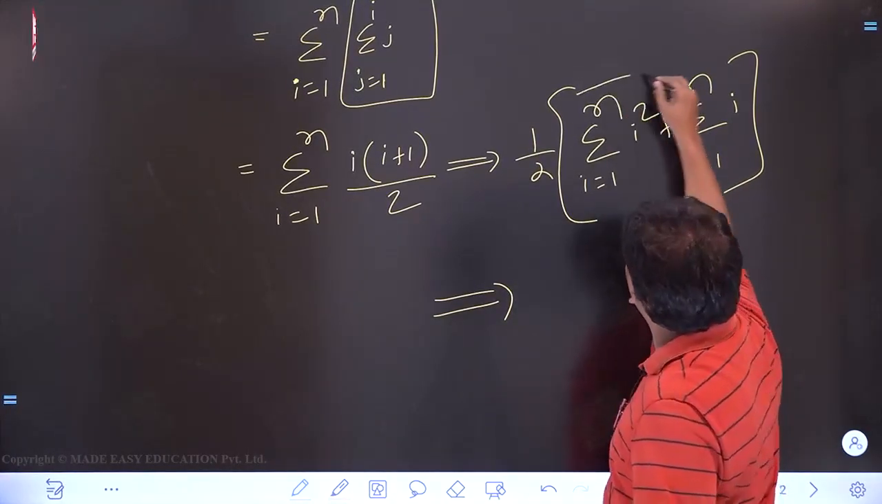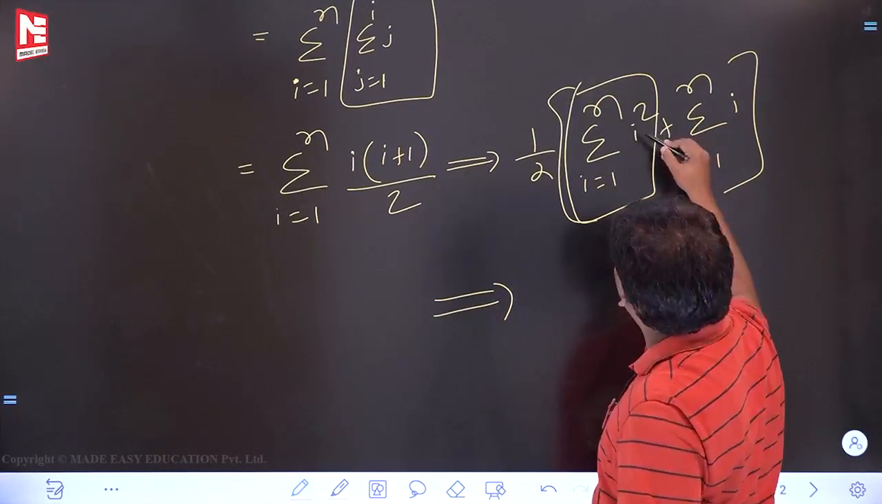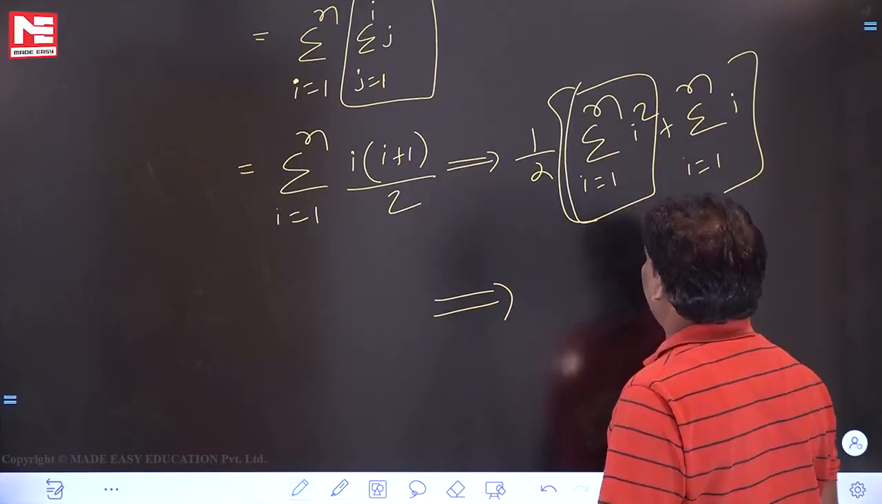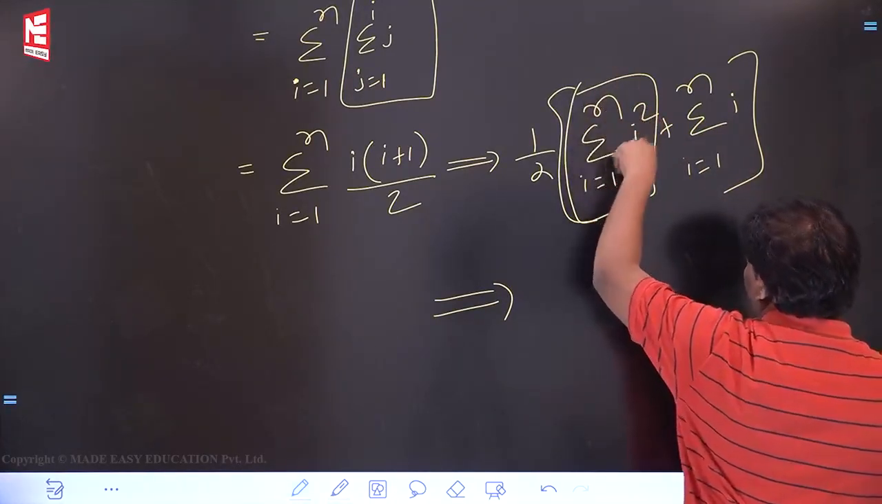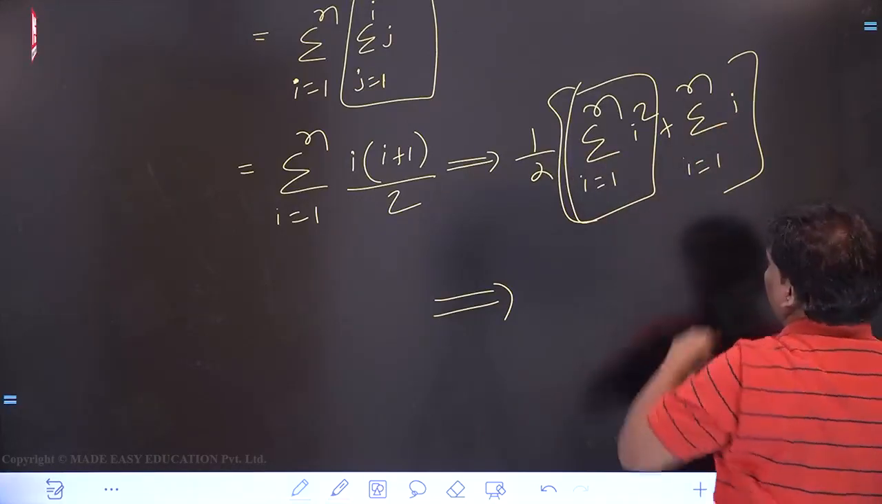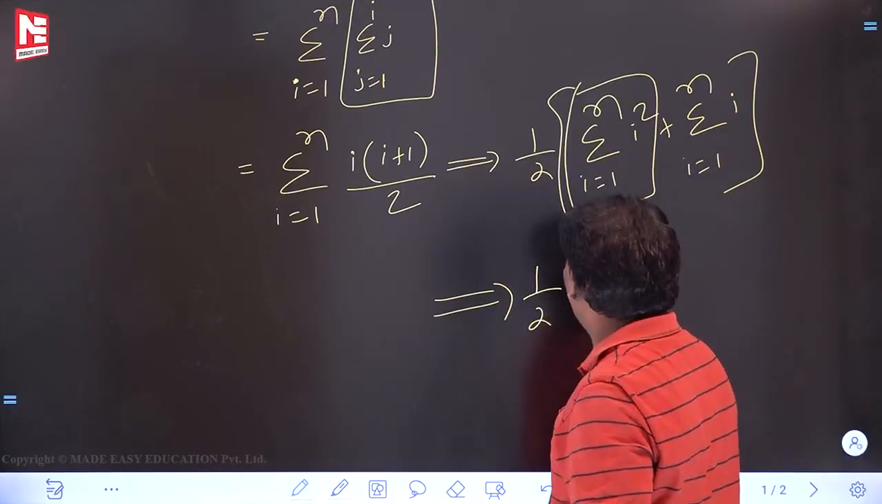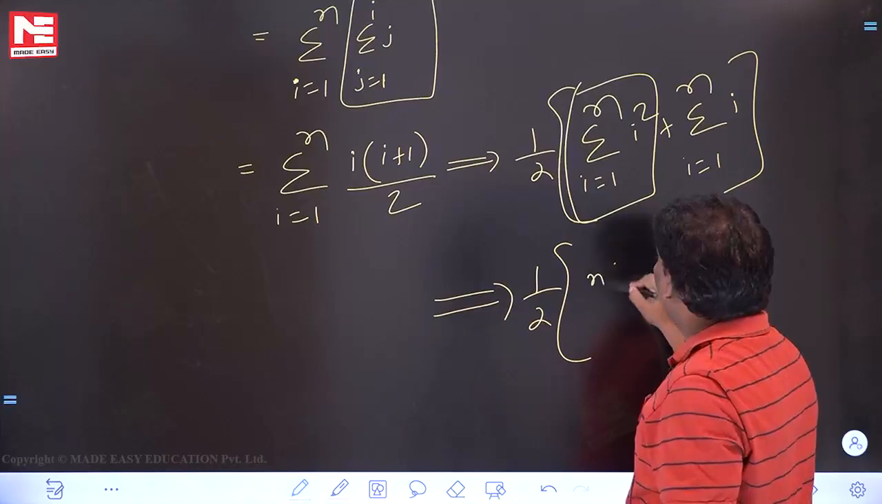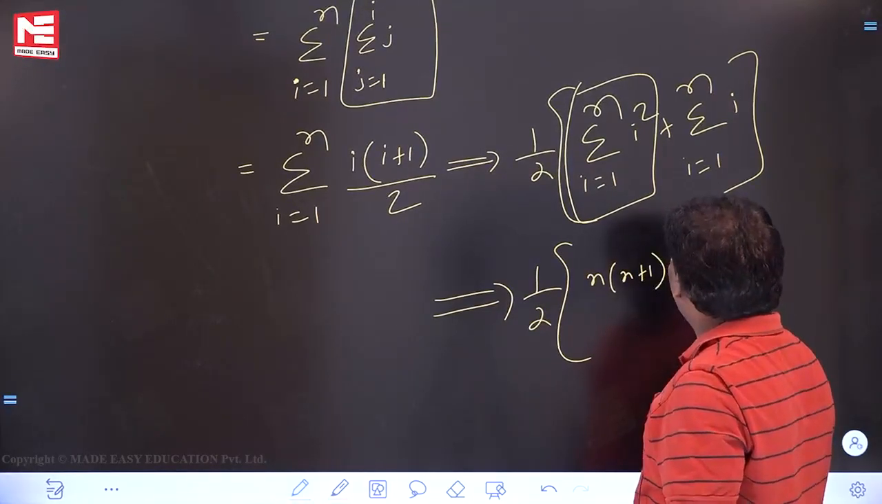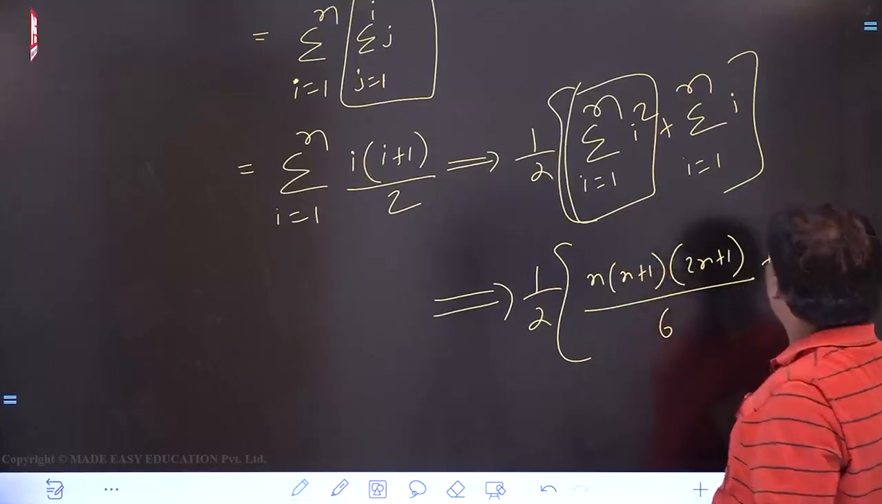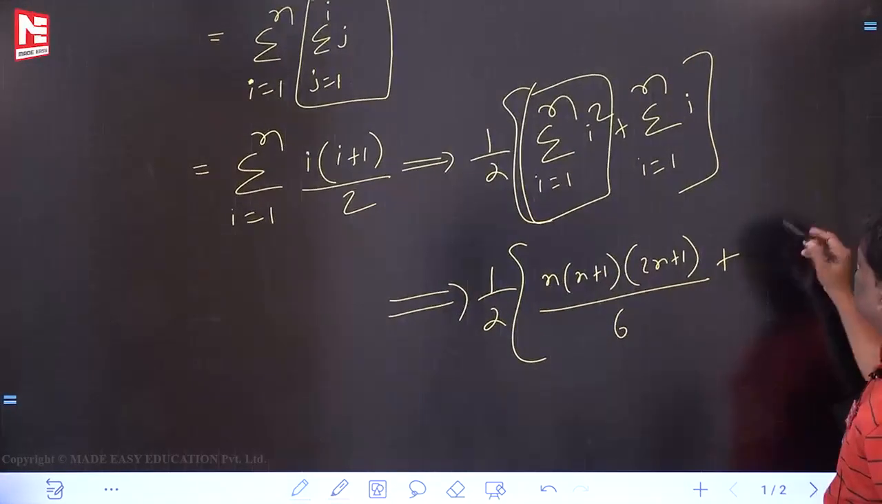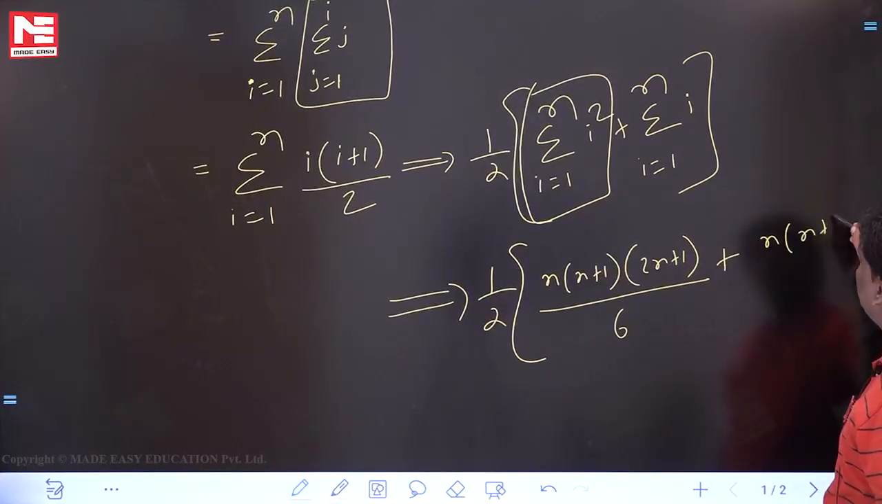Now this one, if you see, will go to the sum of i square, the sum of natural number squares. Sum of n natural number squares and sum of n natural numbers. What is the answer? 1 by 2 outside. This will go to n into n plus 1 into 2n plus 1 by 6, and the sum of n natural numbers goes to n into n plus 1 by 2.